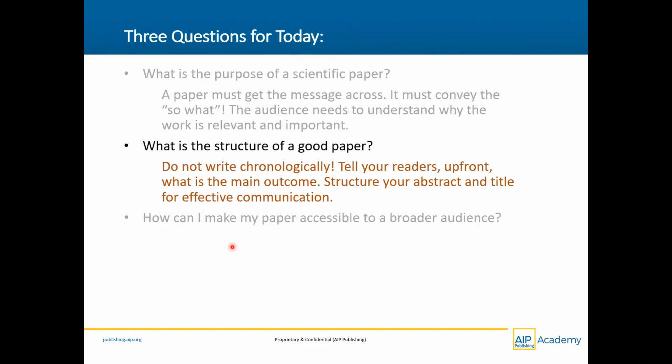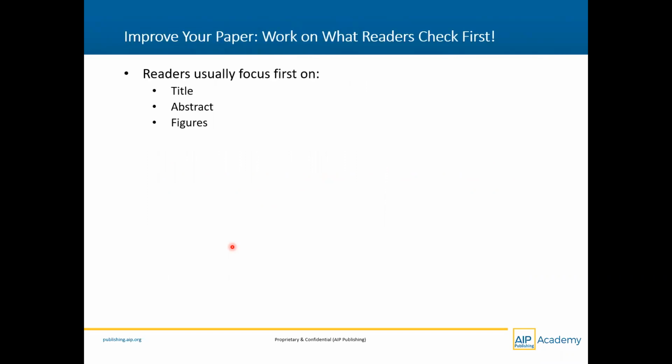So now that we've learned what the structure of a good paper is, one that's not written chronologically, where you've told your readers up front the main outcome of the paper, and we've talked about ways to structure your abstract and title for effective communication, let's focus on the third part, which is ways that you can make your paper accessible to a broader audience. We can do that by focusing on things that the readers usually check, such as the title, abstract, and figures. And now let's look at some more specific examples of ways that we can improve each of these items.